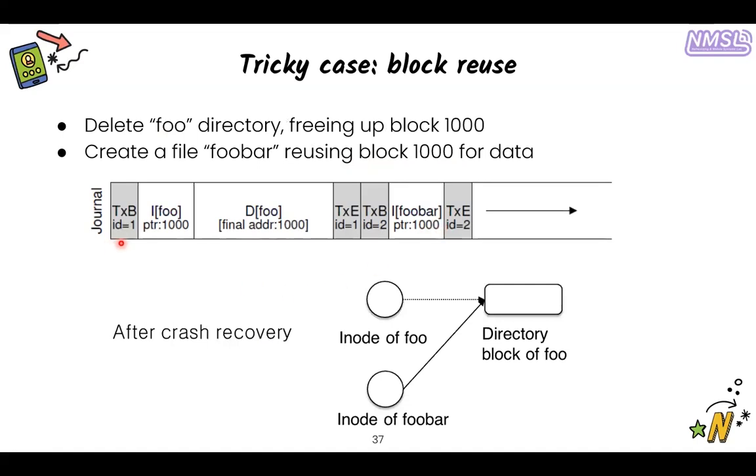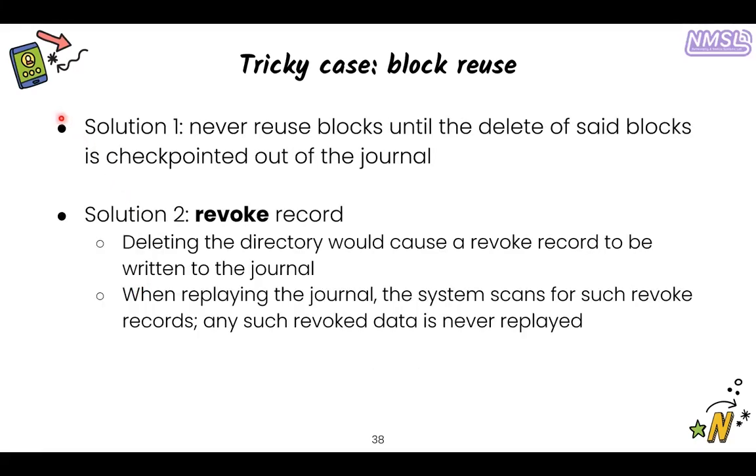Now, if you do metadata journaling, let's say a crash happened and we replay, right? There could be cases where we actually replay and update the directory foo, which would overwrite the foobar file. So to solve this, solution 1 would be, let's not reuse blocks until the delete of that block is checkpointed out of the journal. Okay, that's an idea. But I think we can be smarter than that. So there's something called revoke.